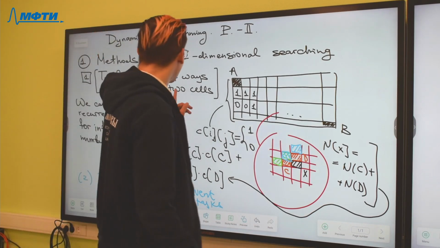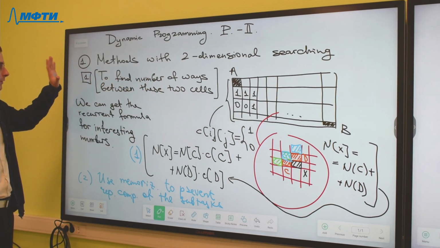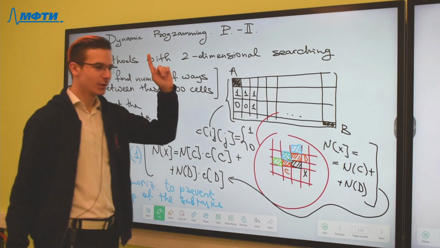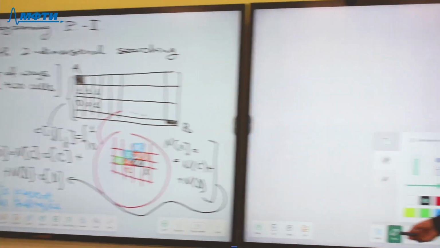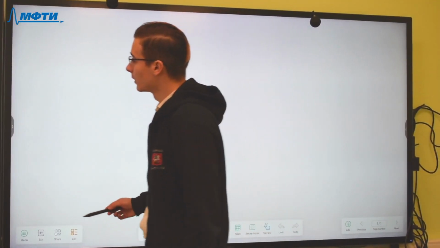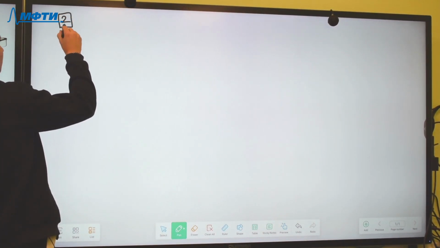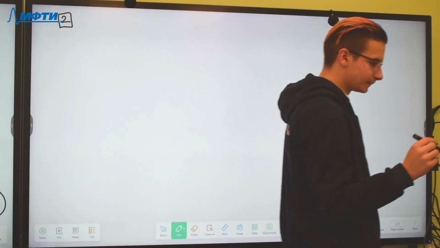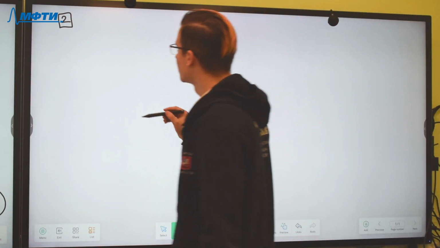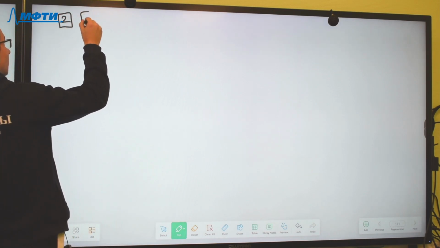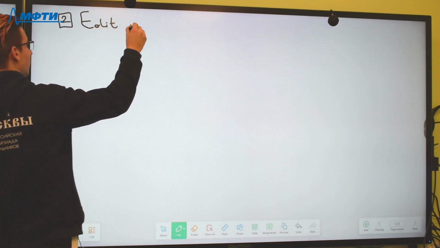So I think you know how to solve this problem, and then we talk about a different problem, and we talk about why two-dimensional methods are interesting for us. So the second task is named edit distance.